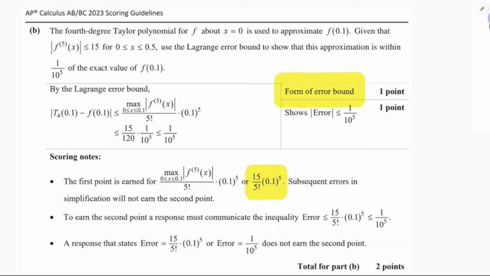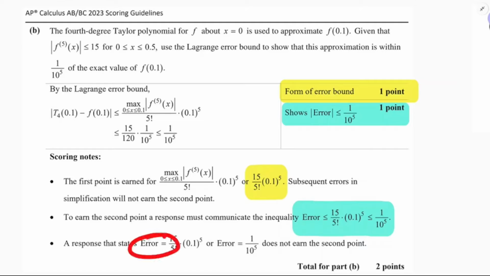That's the first point. To earn the second point, we have to clearly communicate this inequality. And that was kind of where the subtlety of this problem occurred, was in that communicate verb, because of this "error equals." I really want you to avoid that. That's why you're going to see me emphasize every time with these error bound problems, we're going to start with error less than or equals, whether it's Lagrange error bound or alternating series error bound. Error is less than or equal to some number, because we always talk about error bounds in Calculus BC.